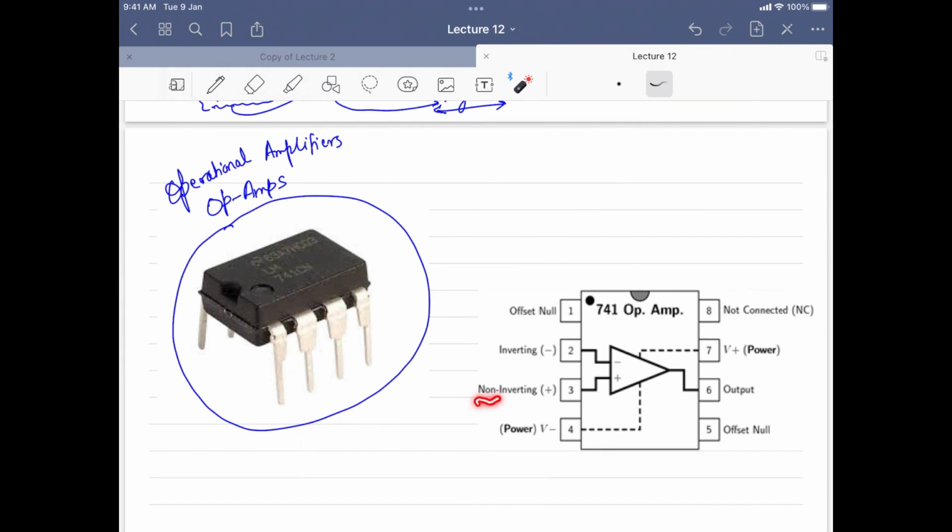Then we have a non-inverting terminal, which is pin 3. Here also you can put your input. So there are 2 ports from where you can feed your input into the op amp.